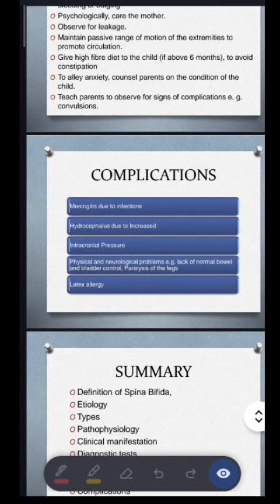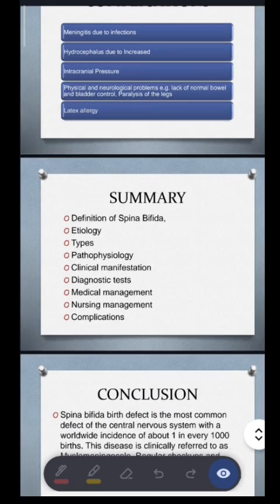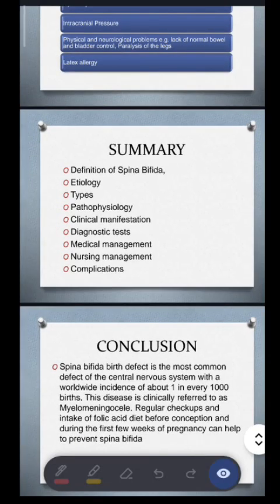Then the main complications of spina bifida include meningitis due to infection, so we look out for the occurrence of meningitis. Then hydrocephalus due to increased intracranial pressure. Hydrocephalus also causes physical and neurological problems, for example lack of normal bowel and bladder control, paralysis of the legs, latex allergy, etc. So we discussed definition, etiology, types, pathophysiology, clinical manifestations, diagnostic tests, medical management, nursing management, and complications.